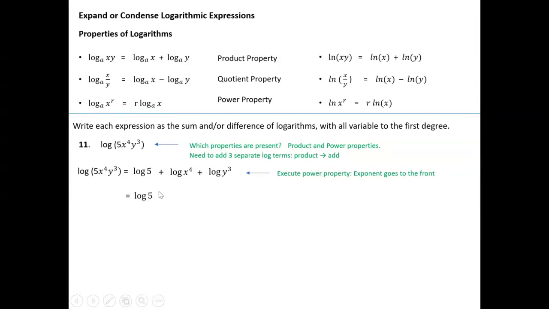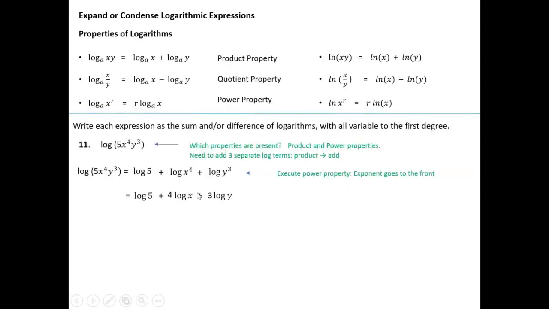Okay. So now, right, the exponent goes to the front. The exponent for the log of y, the 3, goes to the front. Now that's my answer. Let me go back. So this is my solution here, guys. That's how you write each expression as a sum or difference of logs with variables to the first degree.